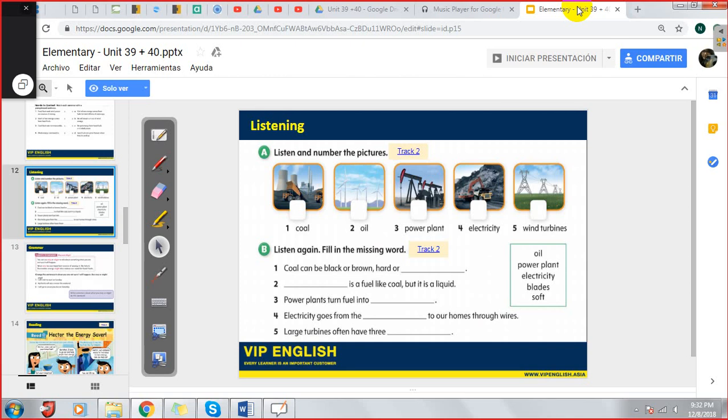All right, ready? Okay. Number 1 is coal can be black or brown, hard or soft. Correct. And number 2 is oil is a fuel like coal, but it is a liquid. Correct. Number 3 is power plants turn fuel into electricity. Very good. And number 4 is electricity goes from the power plant to our homes through wires.